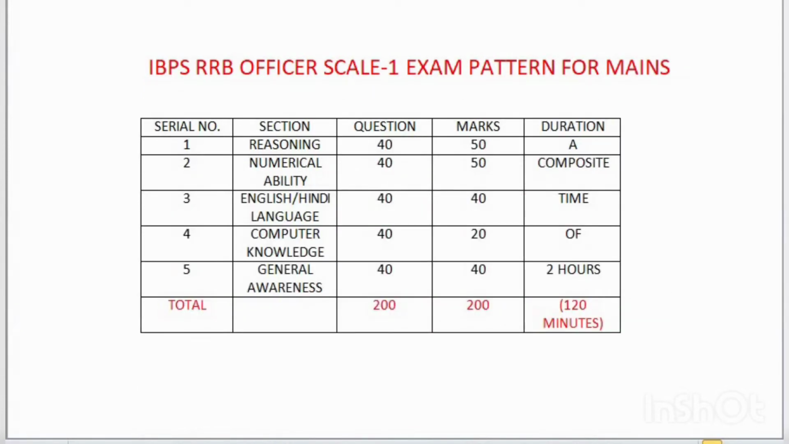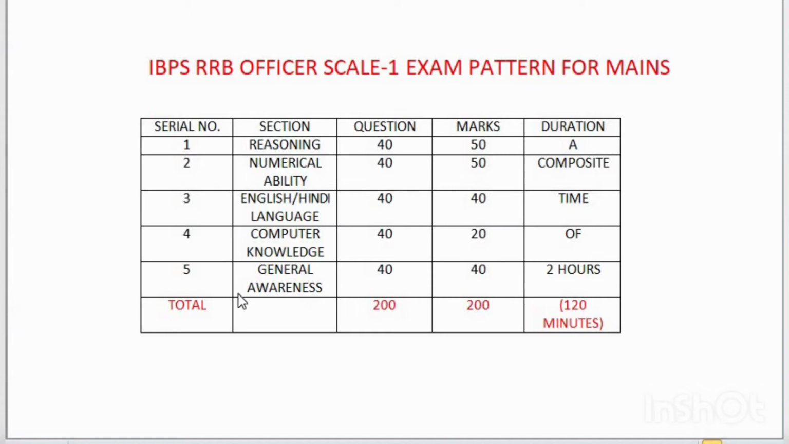In the case of the Officer Scale 1 mains exam, the exam pattern is as follows. Reasoning consists of 40 questions of 50 marks. Numerical ability consists of 40 questions of 50 marks. English or Hindi language consists of 40 questions of 40 marks. Computer knowledge consists of 40 questions of 20 marks. And general awareness consists of 40 questions of 40 marks.